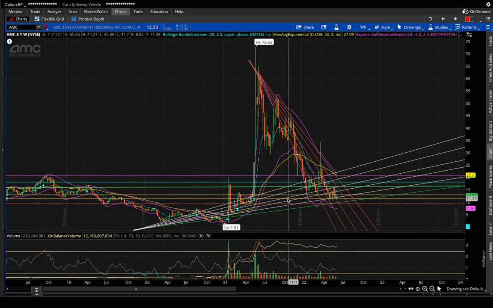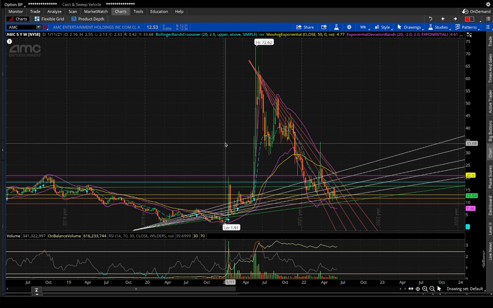So I know it looks like a lot of lines. We'll kind of make sense of that. Talk about zero gamma lines, what that means, what to expect from SPY going forward, and just kind of break down some things that I'm looking at.